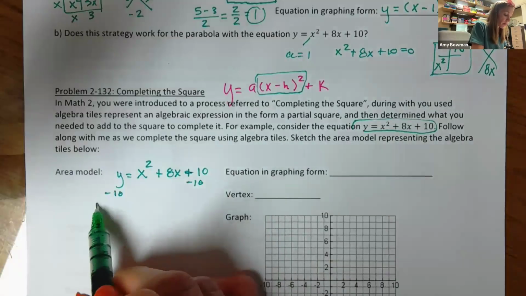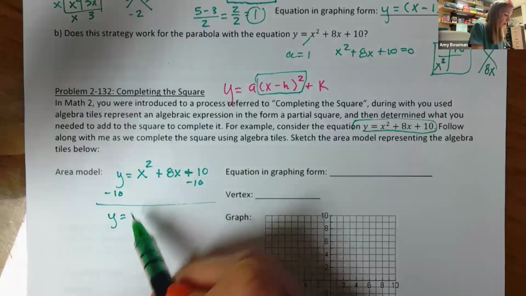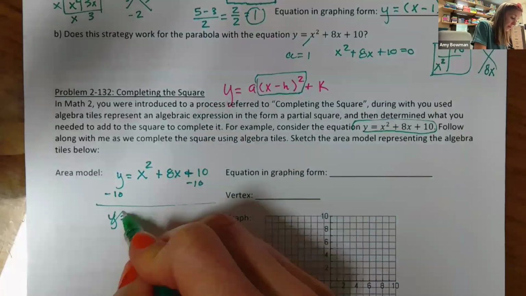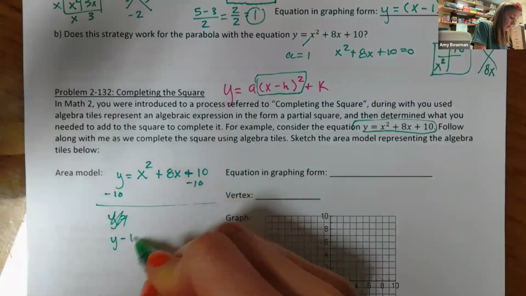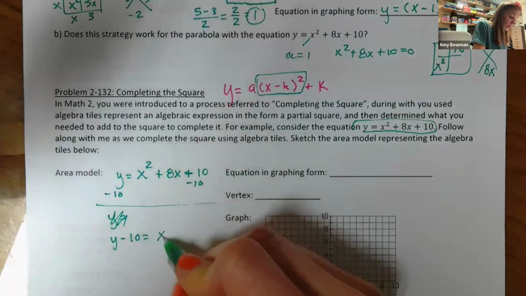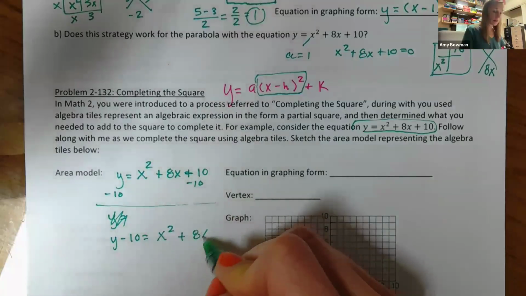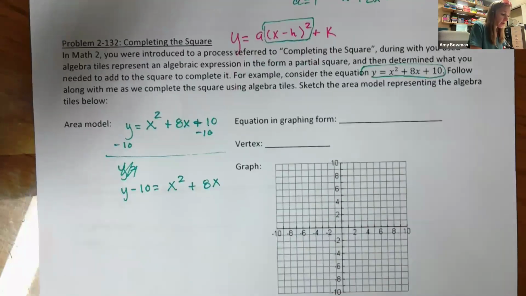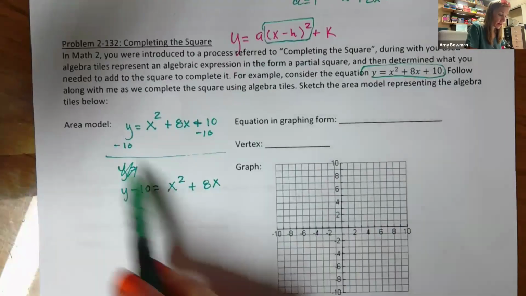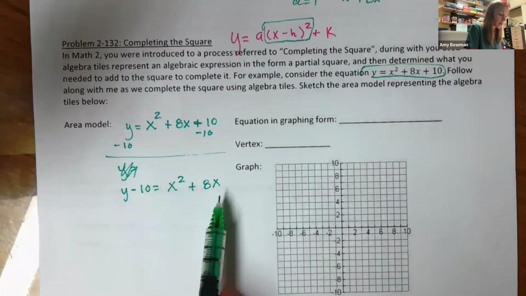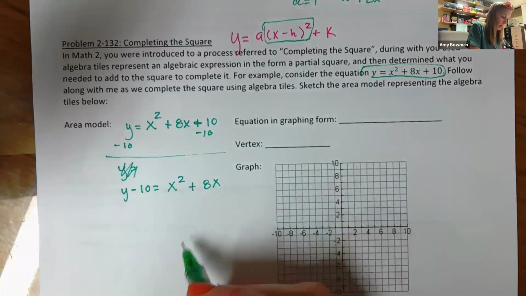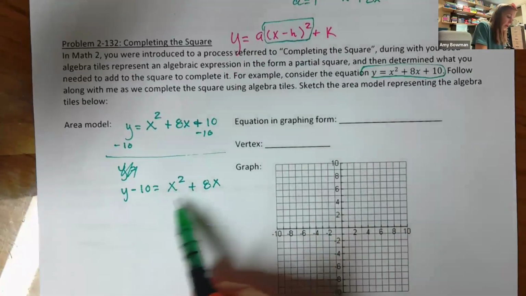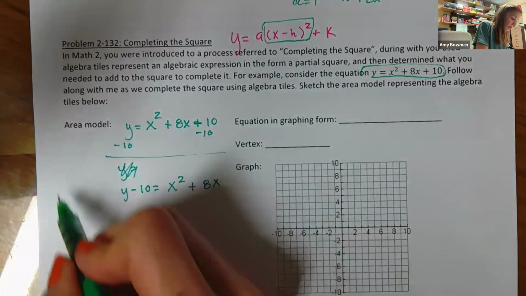And we are left with y minus 10 equals x squared plus 8x. Now, this is what we want to complete the square on. It says area model right here because I'm going to sketch an area model for x squared plus 8x. So we want to build a perfect square. Right now, this is not a perfect square, but x squared is a perfect square.